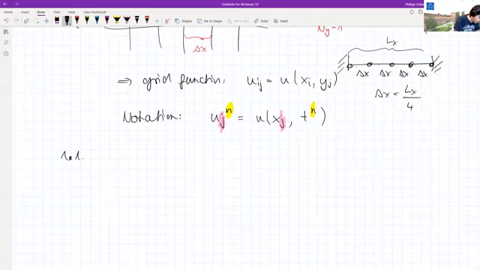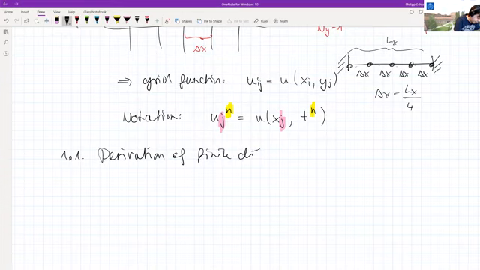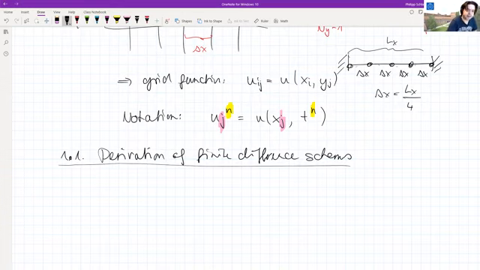I think 1.1, it would be derivation of finite difference schemes. And I guess it's quite straightforward what we do here, but I still think it's important to go through that so that we have formally seen it. Yeah, so what do we do? Well, we essentially use Taylor expansions. Whenever you do finite differences, Taylor expansion is essentially the tool that you use all the time.